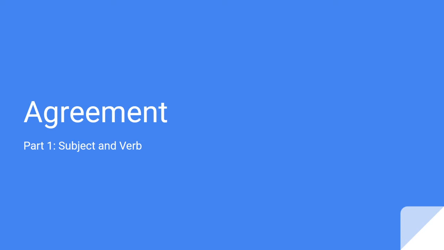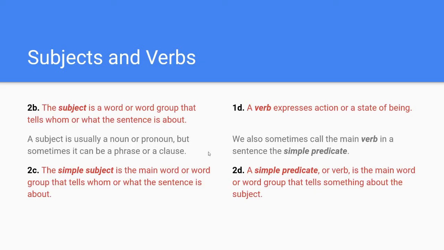All right, so the next topic in our handbook is agreement. We're going to break it into a couple of different parts. The first part we're talking about is subject and verb agreement. To do that, we're going to take a second just to roll back and look at chapter 2 when we talked about subjects and predicates.